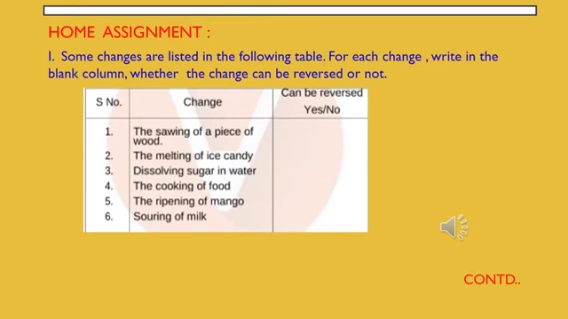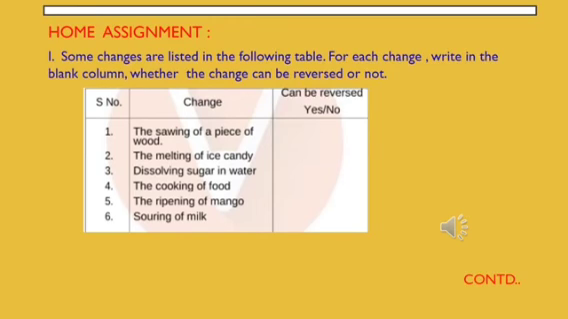The second one, the melting of ice candy. Is it reversible or irreversible? Third one, dissolving sugar in water. So here you are going to think whether you can get back sugar from water. Fourth one, the cooking of food. It could be anything. Preparing rice, curries, cooking vegetable. So think whether you can reverse the process or not.